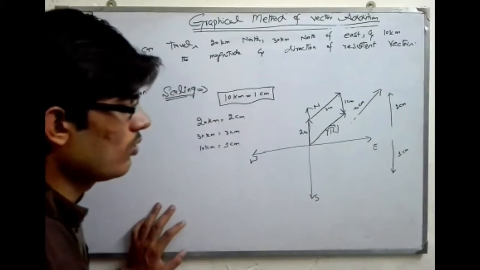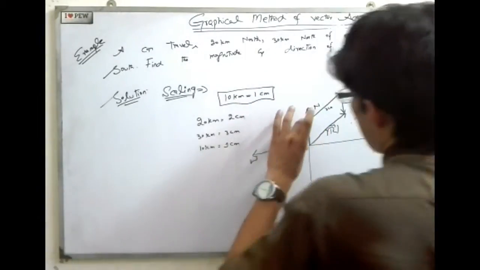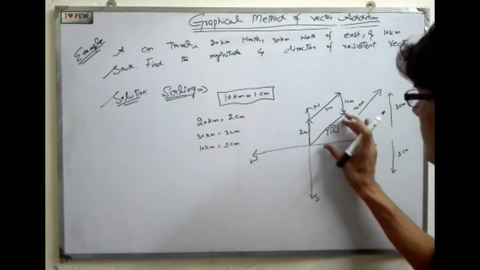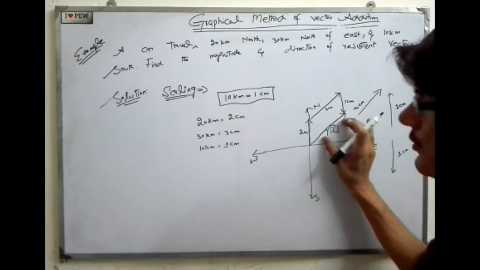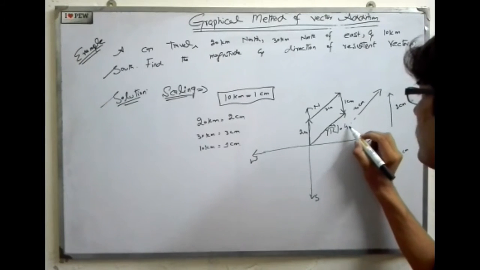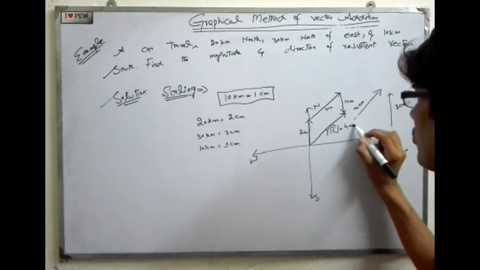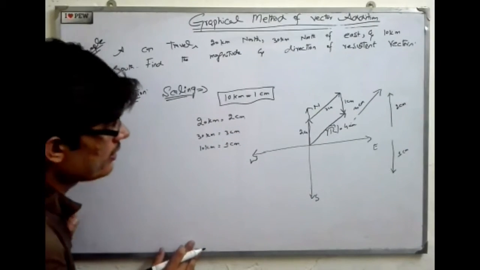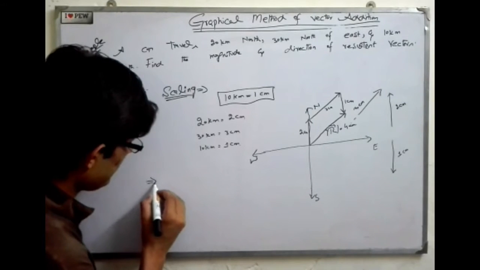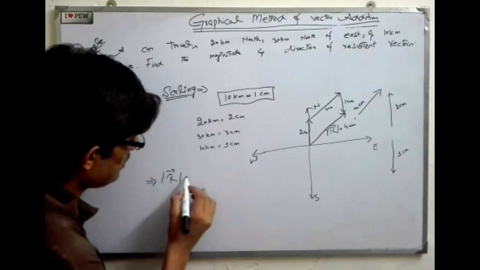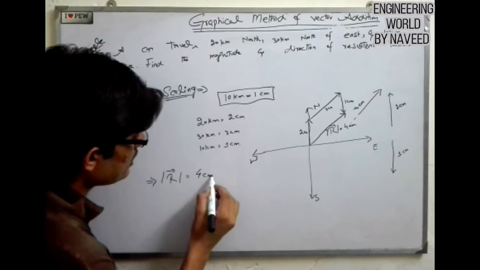So on graph paper you will draw all these vectors and then measure the magnitude of this resultant vector. Let's say I find it, and this is equal to 4 centimeter. So at the end you also do one more step: the resultant vector which I find is equal to 4 centimeter.